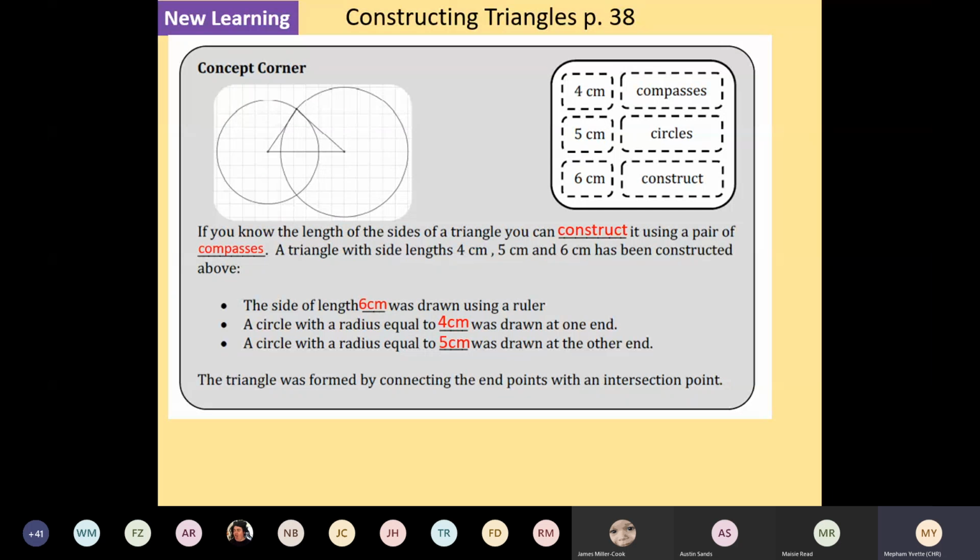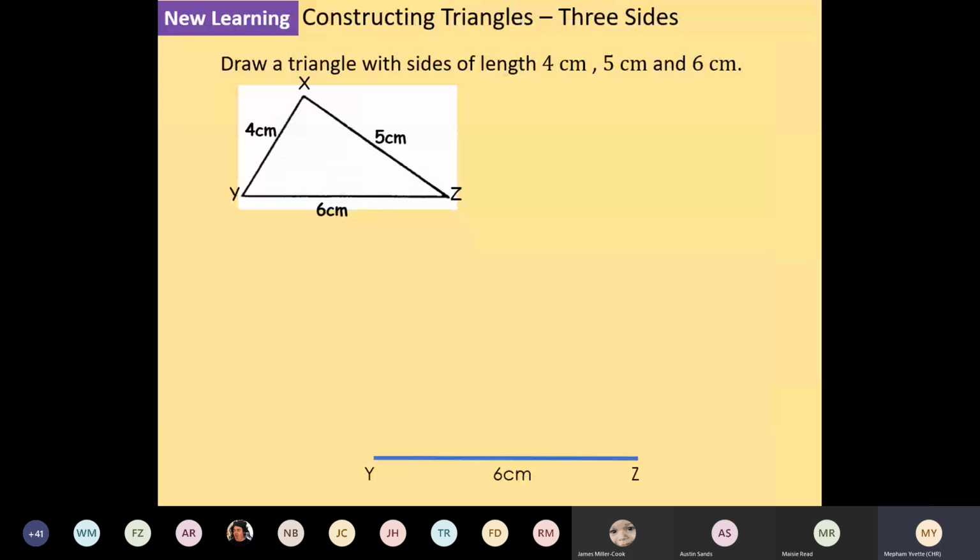So as I said earlier, I am going to show you how this would be done, or at least to the best of my ability, how this would be done if we were constructing this within our lessons. I have also decided to show you this in a more exam type question style so that you can recognise what this may look like. So this says, draw a triangle with side lengths of 4 centimeters, 5 centimeters, and 6 centimeters.